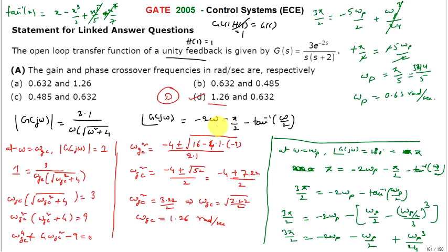So the answer for this question is D itself. 1.26 radians per second is gain crossover frequency. Phase crossover frequency is 0.63 radians per second.